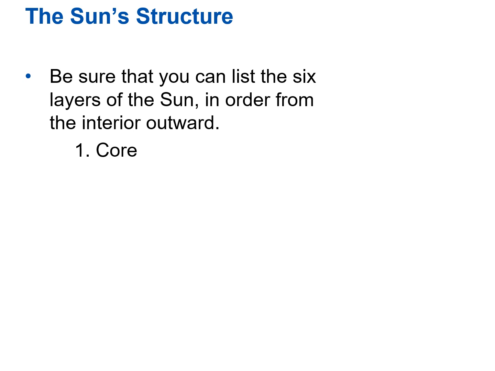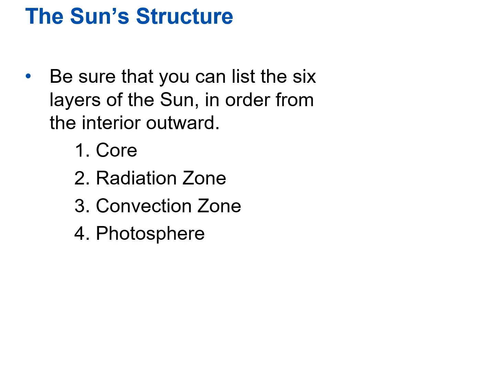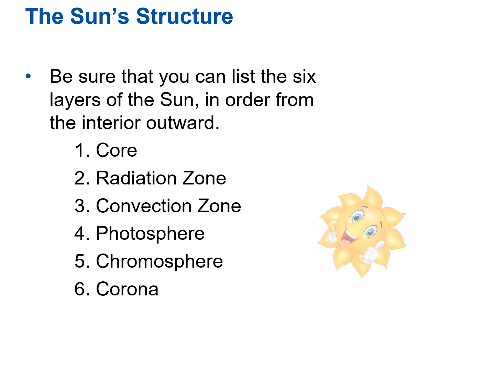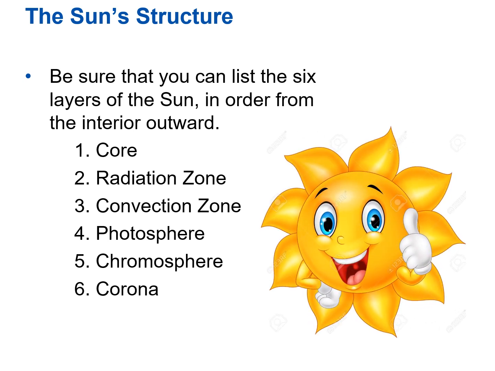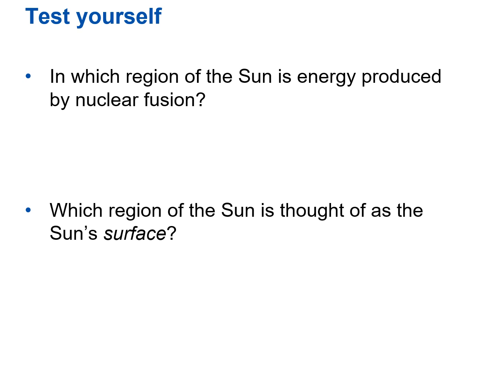So we have the core, radiation zone, convection zone, photosphere, chromosphere, and corona. Make sure you know those. Test yourself. In which region of the sun is energy produced by nuclear fusion? I want you to remember that that's only in the very interior of the sun where energy is produced, and that's in the core. Which region of the sun is thought of as the sun's surface?